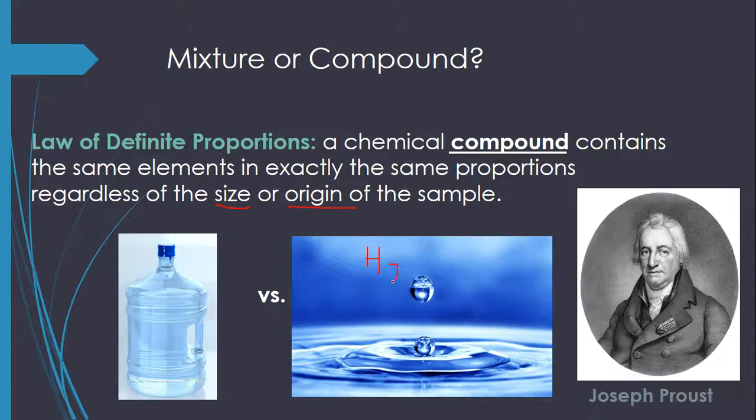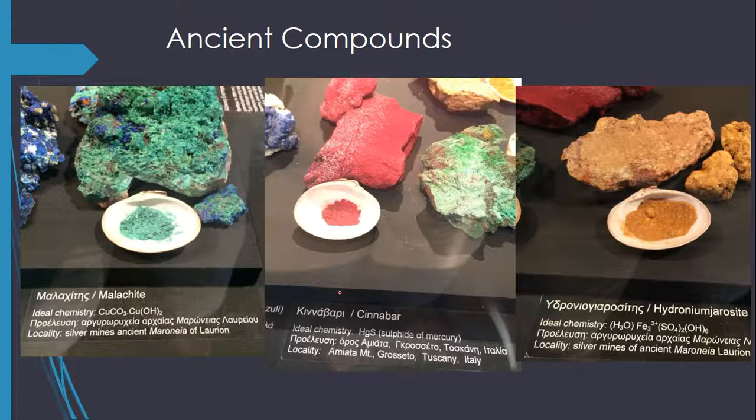It's still H2O. So if you think of something like Chex Mix, the size, if you just take one piece of Chex Mix, it's not really representative of all the Chex Mix. So that is not a compound, that is a mixture. Whereas if you had a bunch of it, then maybe that's more so. So the size or origin doesn't matter. It's going to be a compound if it has the same composition.